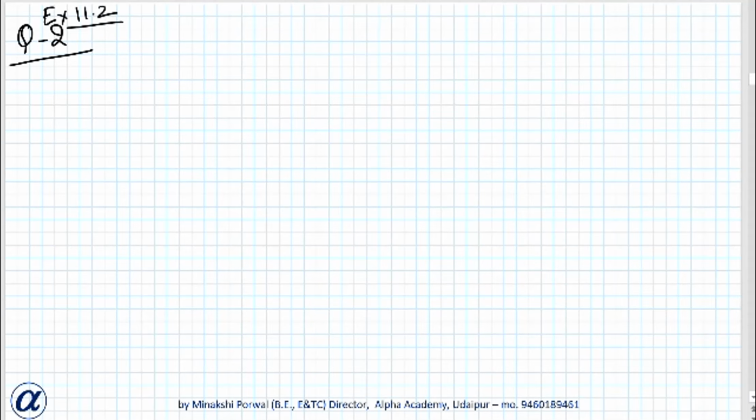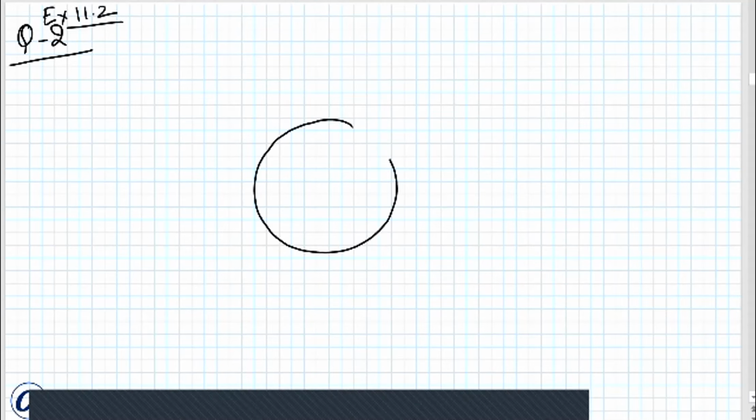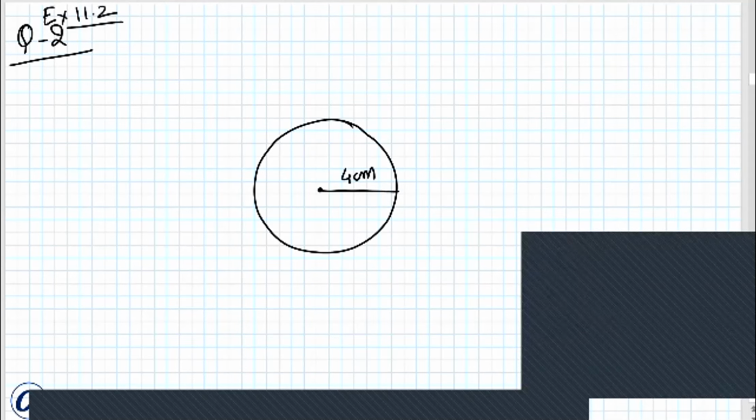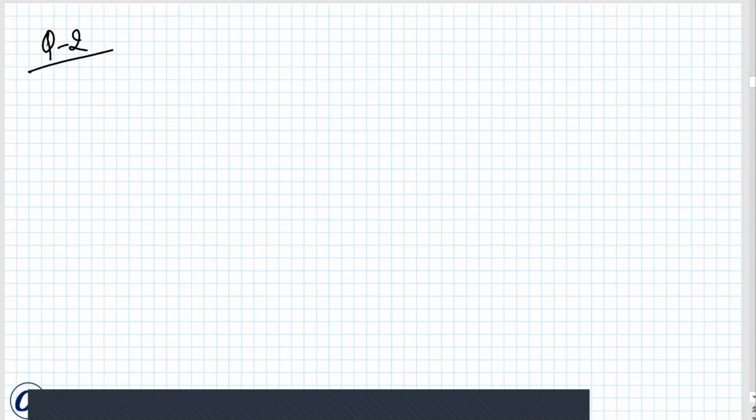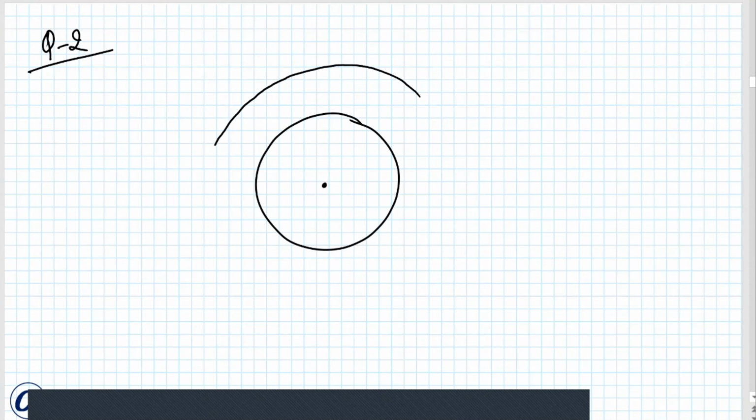First of all, we have to make a circle of radius 4 centimeter. So first step is making a circle of radius 4 centimeter. Everybody make a circle of radius 4. What we have to do? First of all, make a circle of radius 4 centimeter. Then with the same center, make a circle of radius 6 centimeter.